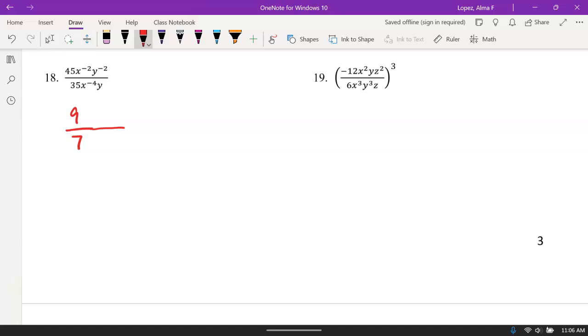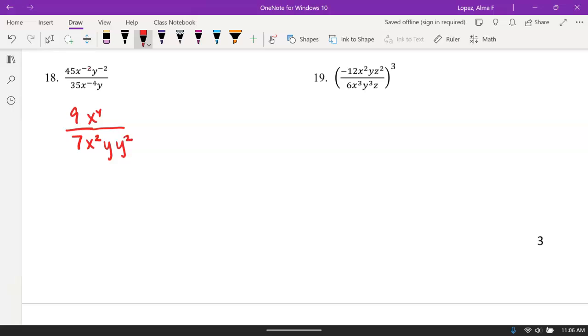I'm going to go ahead and have you move the x to the negative 2 down. He's going to become an x squared. I'm going to move the x to the negative 4 up to the top. That's going to give me x to the 4th. I'm actually going to move the y to the negative 2 down because I've already started doing that with the x's. That y to the negative 2 is going to become a y squared.